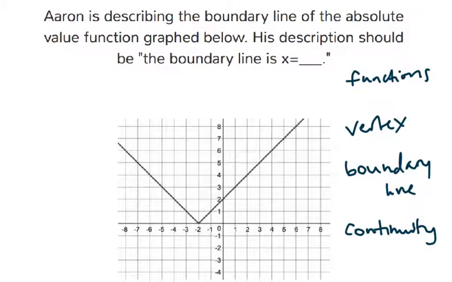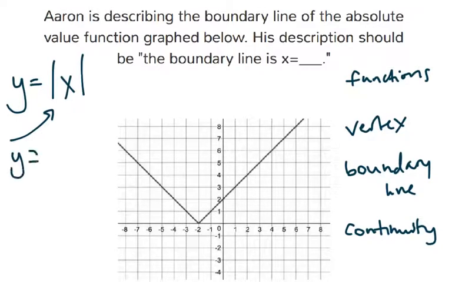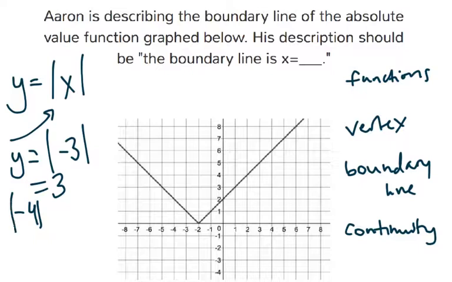An absolute value function algebraically looks something like this, where no matter what you input for x, your y always spits out a positive value. So if x equals 1, y would equal 1. If x equals 2, y would equal 2. But if x equals -3, y would equal 3. If x equals -4, y would equal 4.